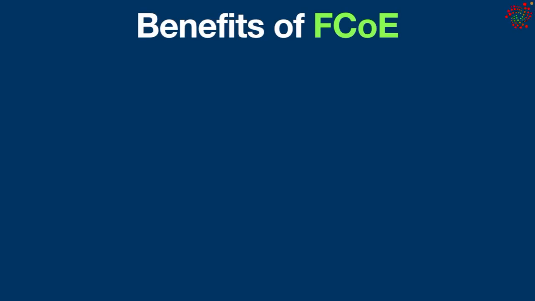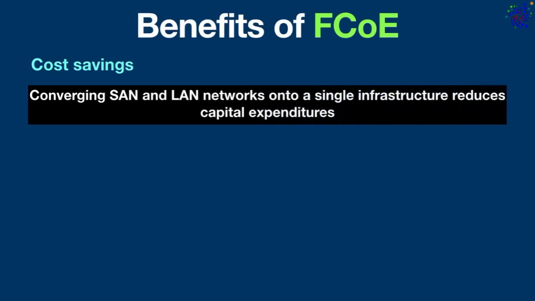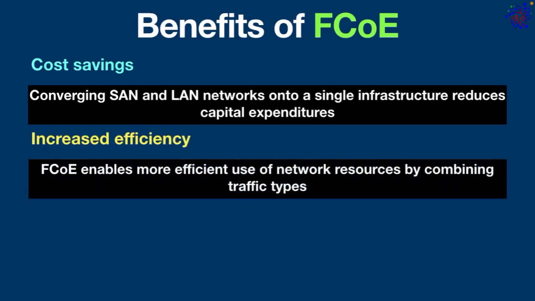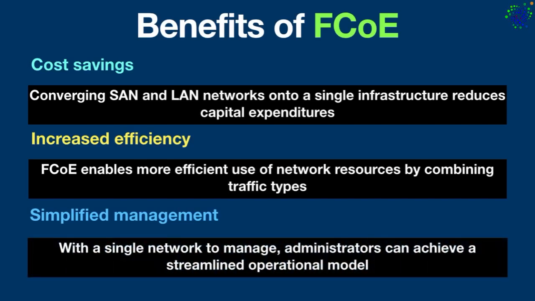What are the benefits of Fibre Channel over Ethernet? Cost savings. Converging SAN and LAN networks onto a single infrastructure reduces capital expenditures on hardware and operational costs associated with managing separate networks. Increased efficiency. Fibre Channel over Ethernet enables more efficient use of network resources by combining traffic types, potentially leading to lower latency for storage traffic and improved overall performance. Simplified management. With a single network to manage, administrators can achieve a streamlined operational model, reducing complexity and the potential for configuration errors. Alright, so this brings me to the end of my topic.